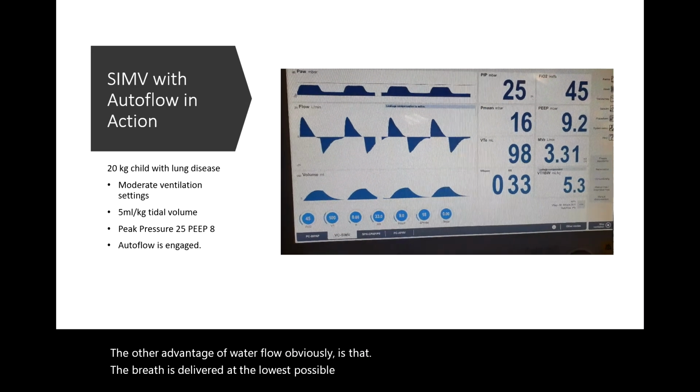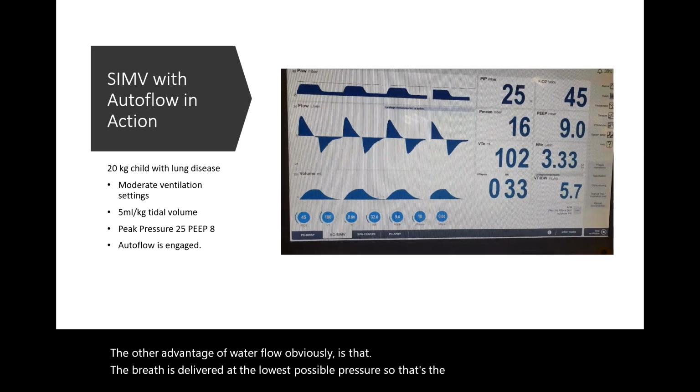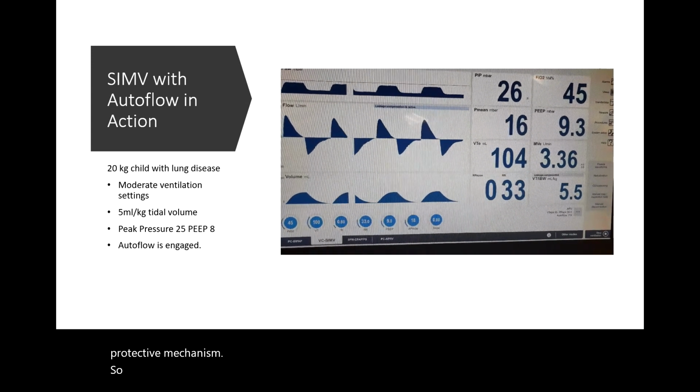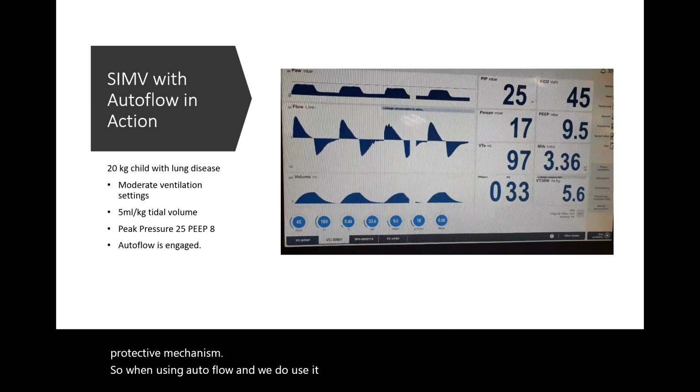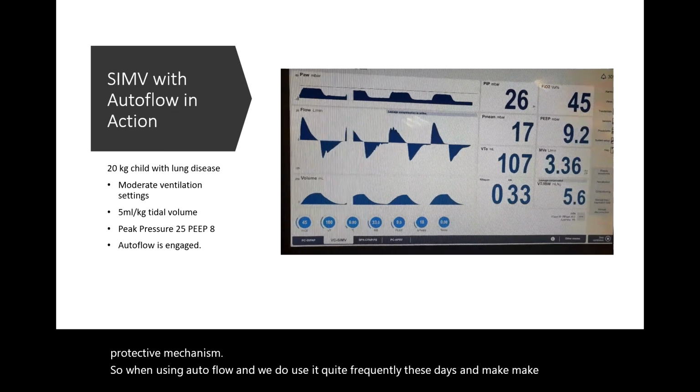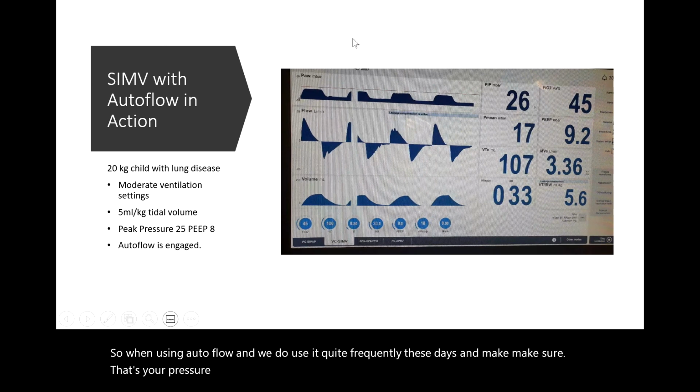So that's the other lung protective mechanism. When using Autoflow, and we do use it quite frequently these days, make sure that your upper pressure limit is set appropriately.